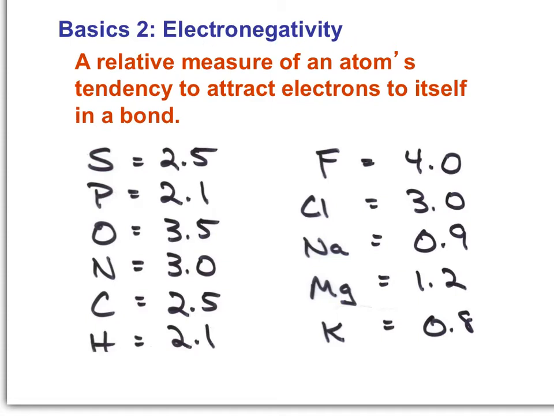Now we're on to Basics 2, Electronegativity. Electronegativity is a measure of an atom's interest in electrons, a relative measure of an atom's tendency to attract electrons to itself in a bond. Atoms with high electronegativity values tend to form ionic compounds because the grabbing of electrons results in an exchange of electrons, results in ions. Atoms with relatively lower electronegativity values tend to form covalent bonds because the general interest in electrons is less. Thus, the sharing of electrons functions to provide stability.